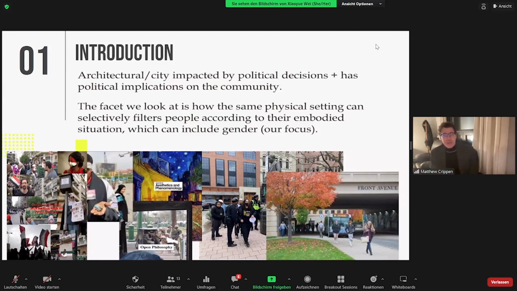Architectural design and city design impact political decisions and have implications for the community. The facet we look at primarily in this presentation is how physical settings can selectively filter people according to their embodied situation, which can include gender, which is, of course, our focus today.